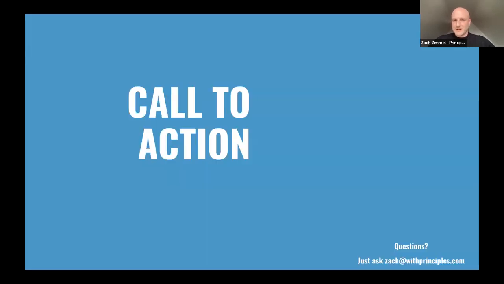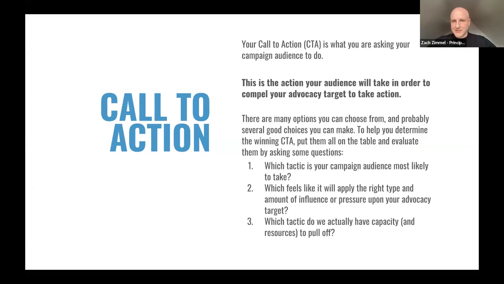Once we know what those things are, we've got the framework for our campaign. We have those main puzzle pieces, and one thing is missing, and that is, what are we asking our audience to do? So we know that we want to apply pressure on our advocacy target, and there are many different calls to action that we can put in front of our big group of audience members and say, can you all together take this one action that will help apply pressure on our advocacy target? That one action we like to call our call to action.